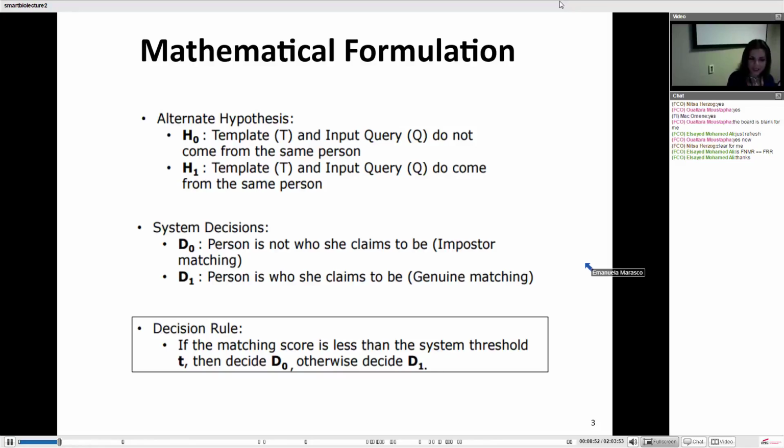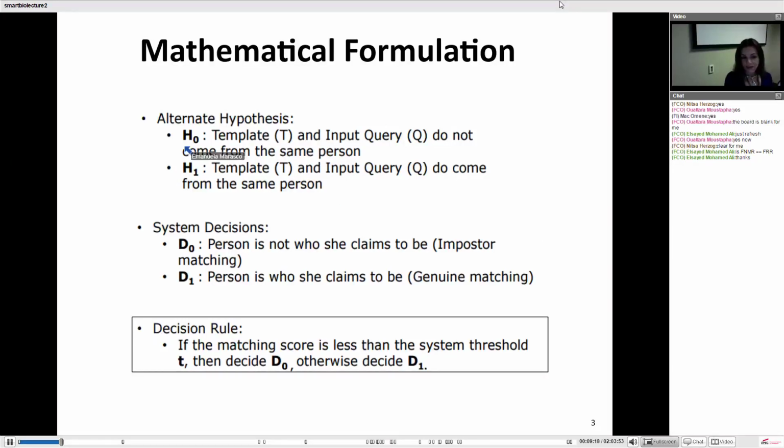You can reason about the meaning. False non-match: the decision is a non-match but it's false, so I have a genuine which is rejected. False rejection rate: I reject the user, and it's false, which means I have a genuine rejected. So try to reason about the terminology used.